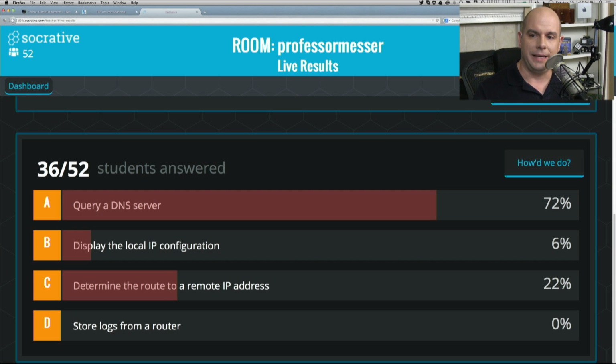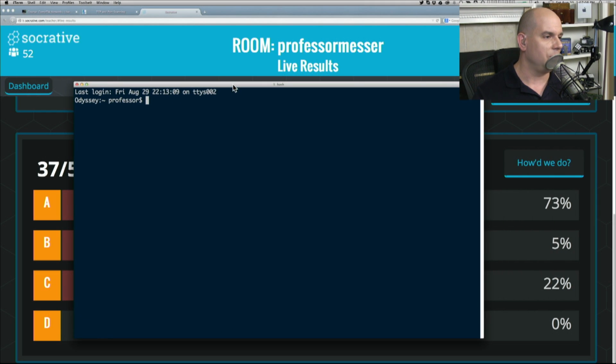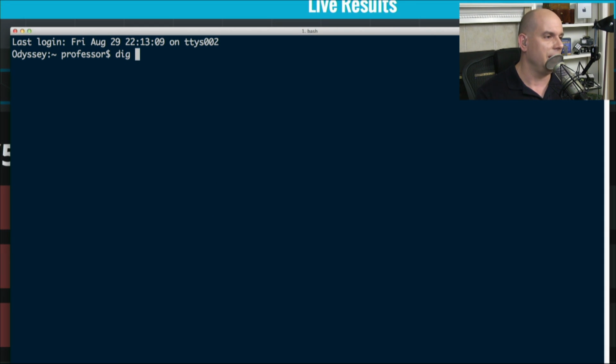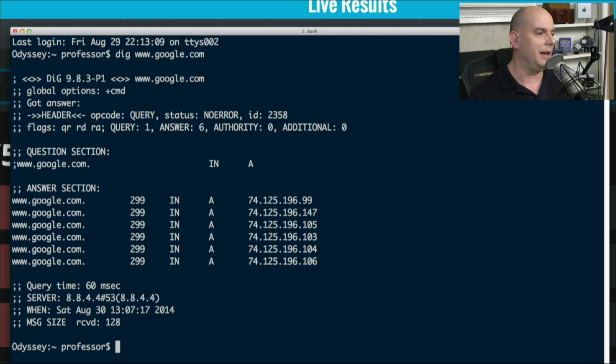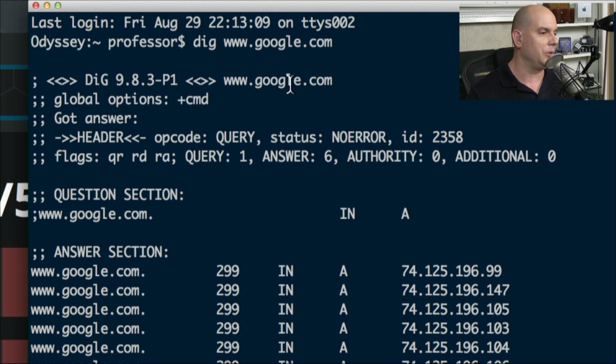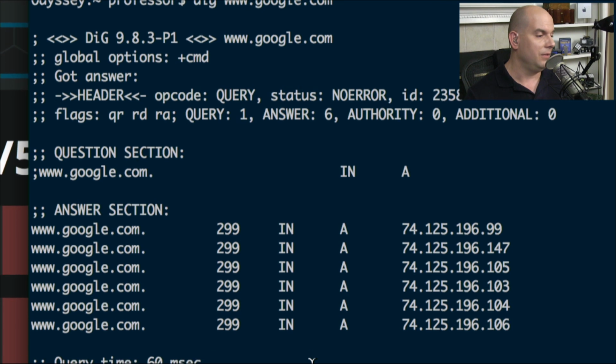Well, dig is one of those things that we'll show you what this does. We will dig right now. We're going to dig down into this. So here's my terminal session. I'm going to dig www.google.com. I've just done a DNS query to google.com. In fact, it tells me I'm running dig. I'm doing this to google.com. You got an answer, and it's got no error in the answer. It was a query that you made, and you got 6 answers actually for google.com.